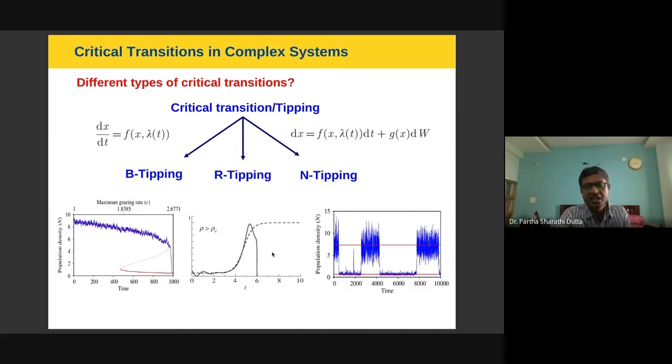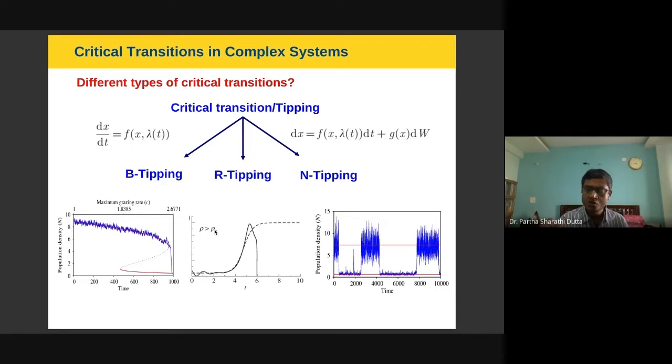The second one is an example of rate-dependent tipping, which happens in a non-autonomous dynamical system. So here this dashed line is a quasi-steady state. You are varying a parameter, and with the change in the parameter, the steady state changes like this dashed line. Now, if you start varying the parameter above a critical rate, let's say the parameter is lambda, and d lambda by dt equals rho, and rho is above a critical rate rho c.